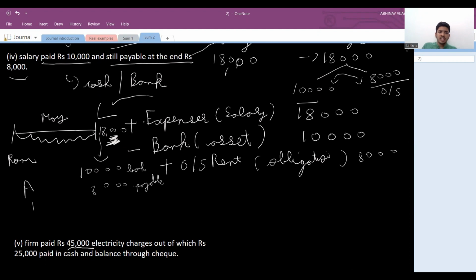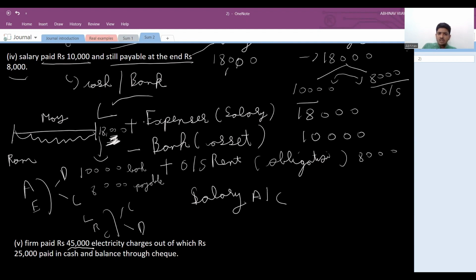Same super secret techniques. Assets and expenses, when they increase, you have to debit. When they decrease, you have to credit. Liability, revenue, and capital, when they increase, you have to credit. When they decrease, you have to debit. Correct? Let's start. Expenses. Salary increases. So salary account debit 18,000. Then to bank, because bank is an asset, it gets reduced. To bank account 10,000.